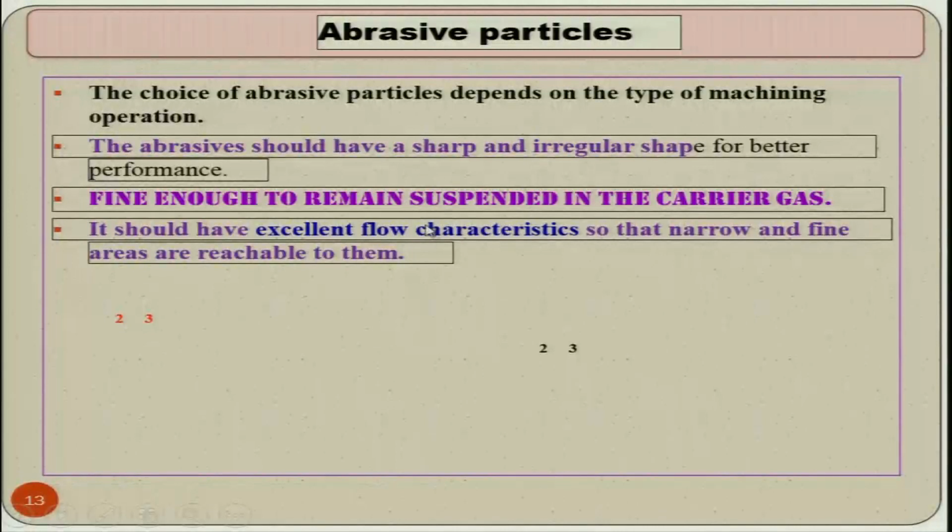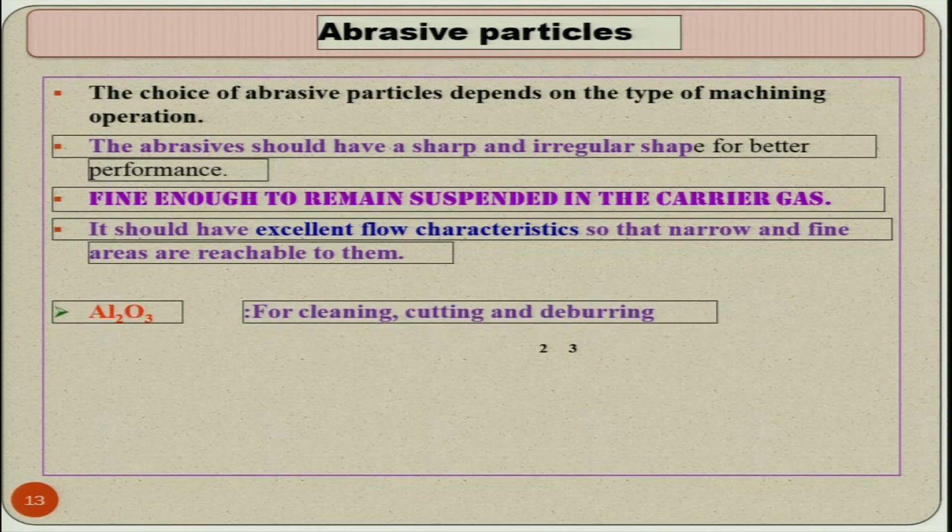It should have excellent flow characteristics, so that narrow and fine areas are reachable to them. If they are not fine, they may not reach the fine areas, because here we are talking about micro machining. So definitely the size of the abrasive particles should be very, very small, or even if you can find them in nano size, it will be still better, so that they can reach very small areas where machining is required.